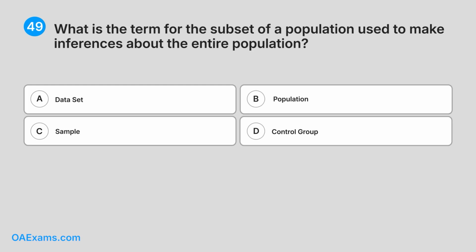49. What is the term for the subset of a population used to make inferences about the entire population? A. Dataset. B. Population. C. Sample. D. Control group. Do you know the answer?